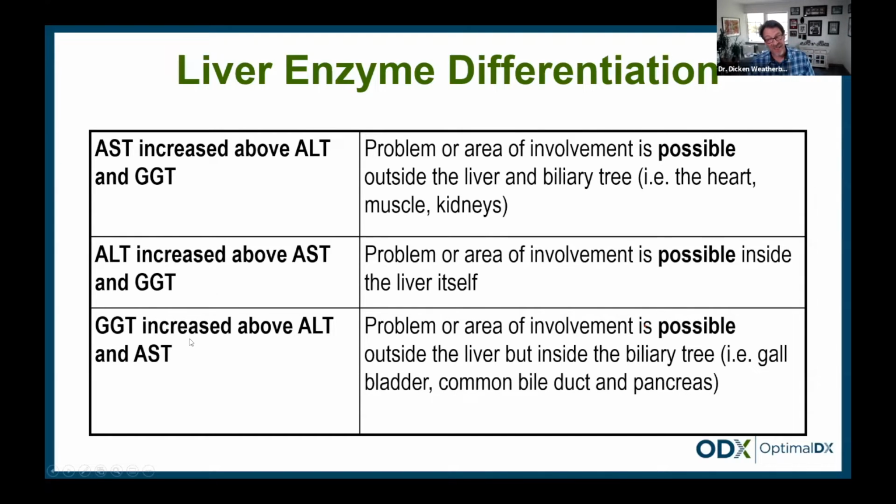If the GGT is increased above the other two, the problem or area of involvement is possibly outside the liver, but within the biliary tree, gallbladder, common bile duct, maybe even pancreas itself. So this is a really nice, simple way of looking at those three biomarker values, which one is most elevated above optimal, and consider that the area of involvement might be more likely to be outside of the liver, inside the liver, or in the biliary tree.